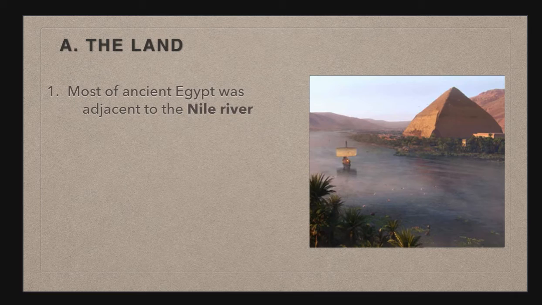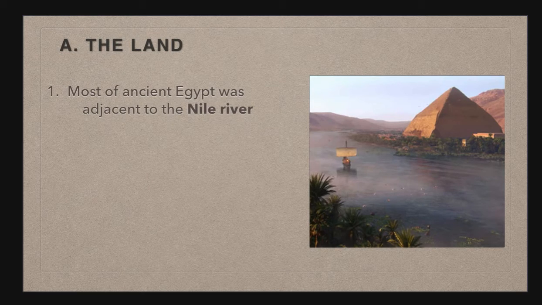So let's talk about the land a little bit. As we study Egypt, it's really important to connect Egypt with the Nile River because most of ancient Egypt was right along the Nile. Why do you suppose that was? Yeah, it was a very important water source.